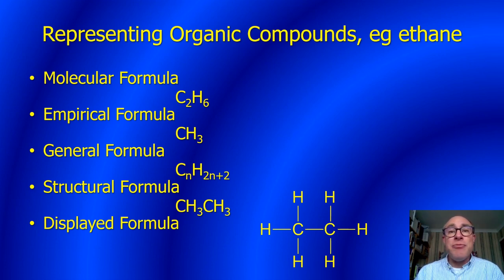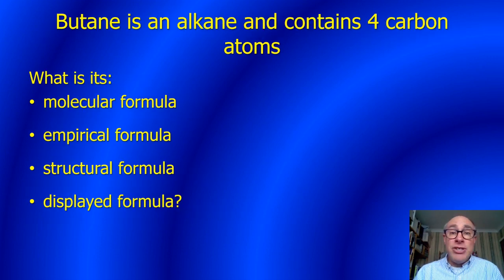Okay, so we've looked here very briefly at what organic chemistry is. We've looked at how we classify organic compounds by their functional groups and into homologous series, and we've looked at the different ways that we can represent organic compounds. So what I'd like you to do now is to have a look at a brief exercise. Butane is a member of the alkane homologous series. That means that it has the general formula CnH2n+2. Butane contains 4 carbon atoms.